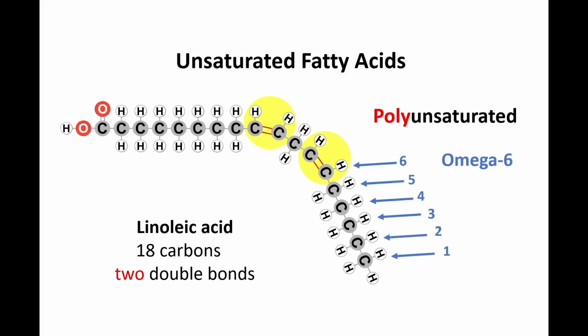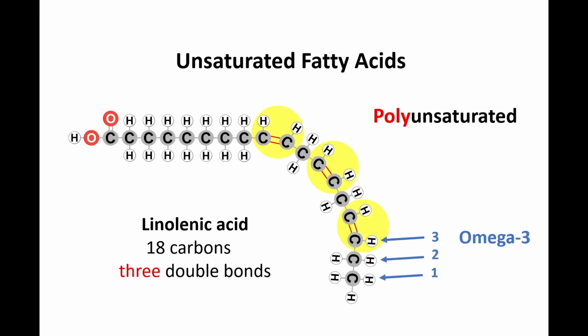Do you remember the omega numbering system? The first carbon is on the end of the hydrocarbon chain. Then we count inwards 1, 2, 3, 4, 5, 6 till the double bond. So it's an omega-6 fatty acid. Another one is linolenic acid with 18 carbons and 3 double bonds, and this is an omega-3 fatty acid. We need to eat more omega-3 and omega-6 fatty acids because we cannot make them in our body.